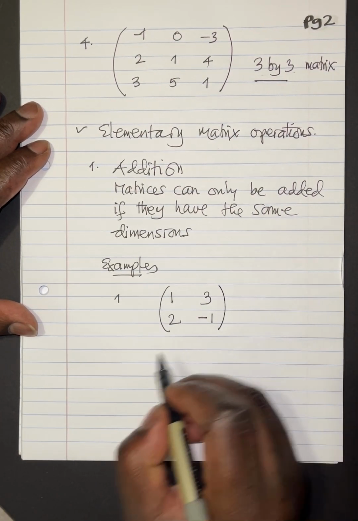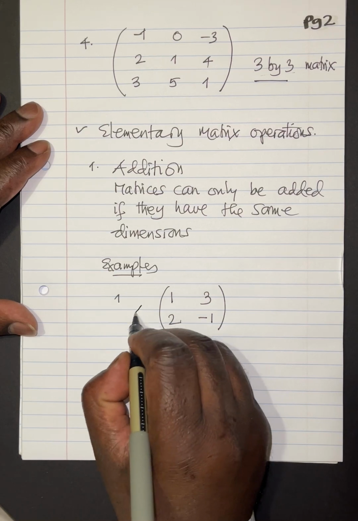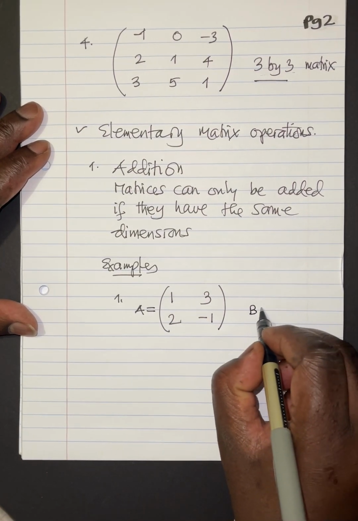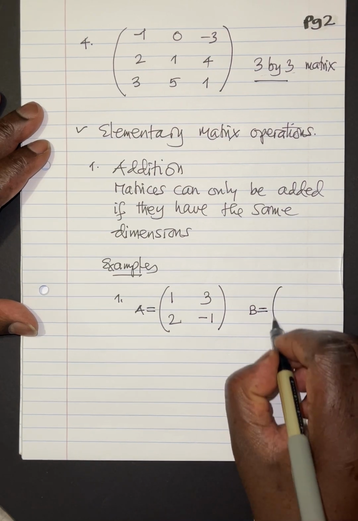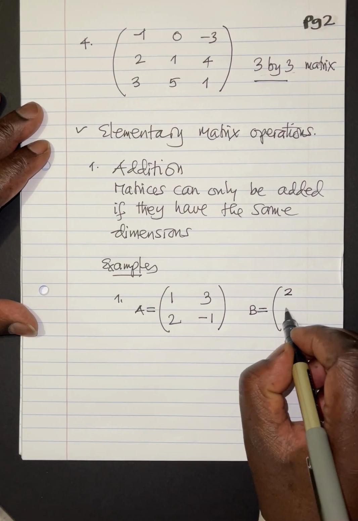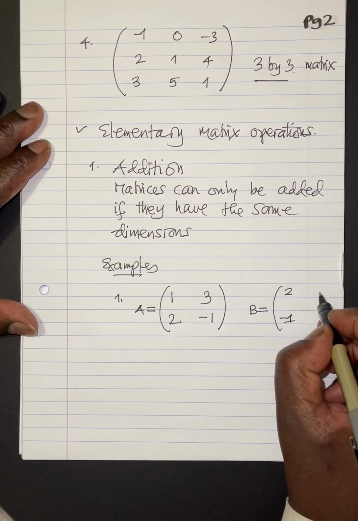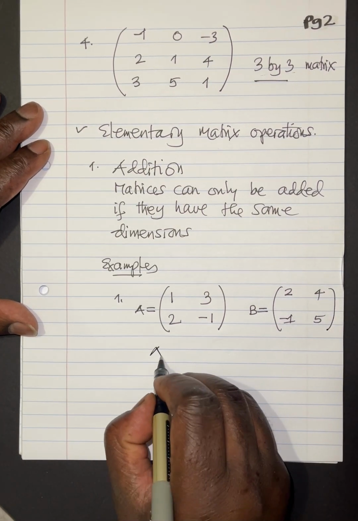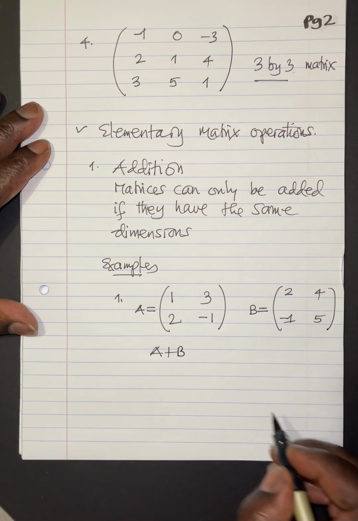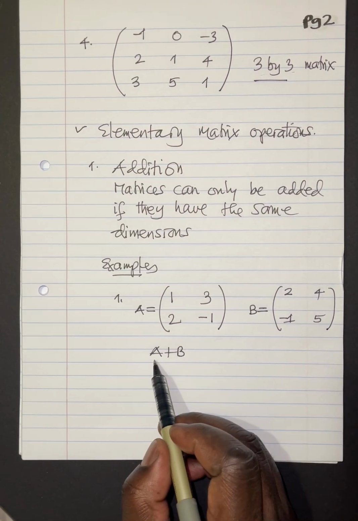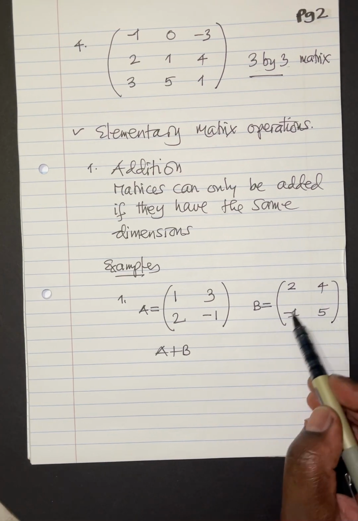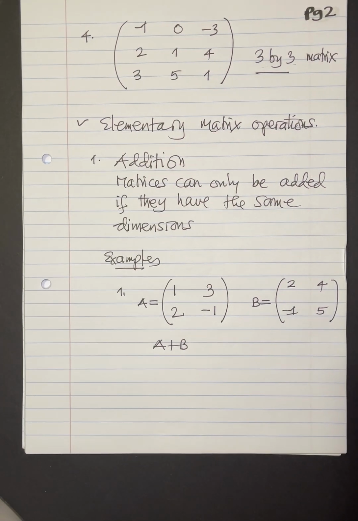And I'm saying this matrix here is equal to A. So A equals this. Let's have B equals another one, let's say 2, minus 1, and then 4, and then 5. Can we evaluate A plus B? The answer is yes, we can, because A is a 2 by 2 matrix, 2 rows and 2 columns. B is also a 2 by 2 matrix. And because these matrices have the same dimensions, I can add them.